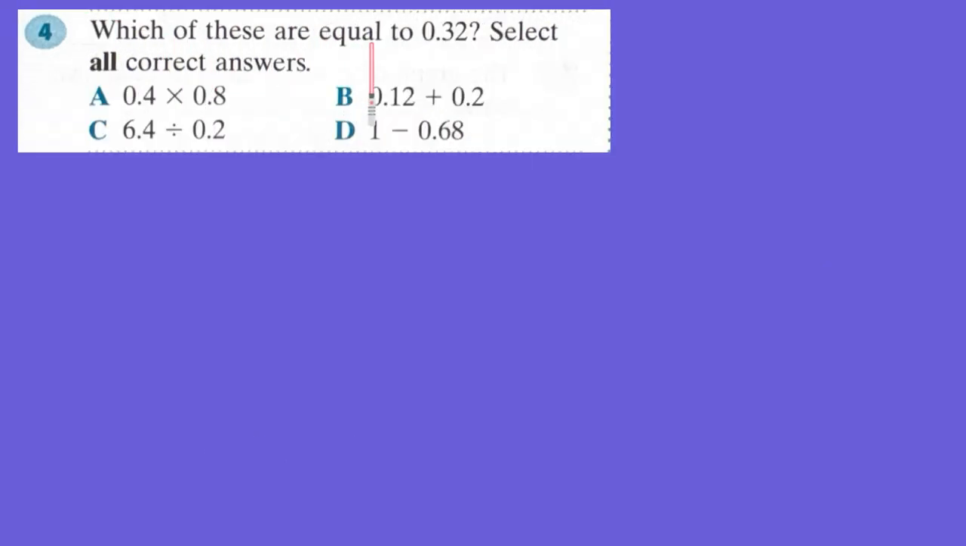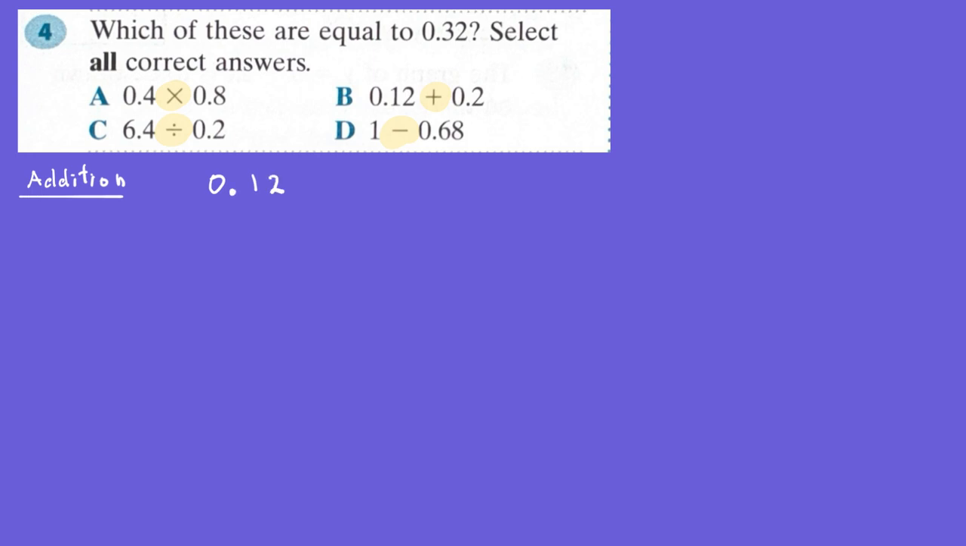Which of these are equal to 0.32? And you select all correct answers, which means that there must be more than one. As you can see, all the questions are in decimals and all of them have different operations. There is a multiplication, a division, an addition, and a subtraction. I want to do the addition and the subtraction first because they are pretty straightforward. In adding, we need to remember that we're going to put the decimal point underneath so it matches.